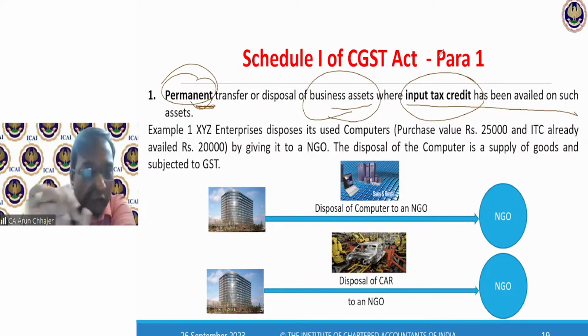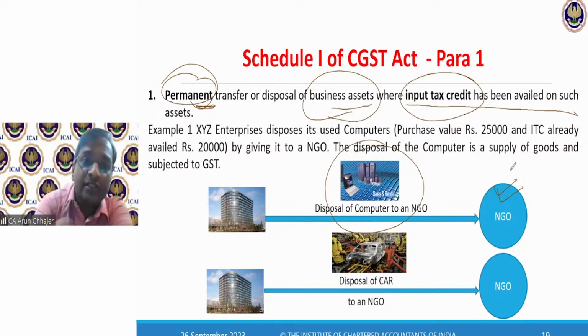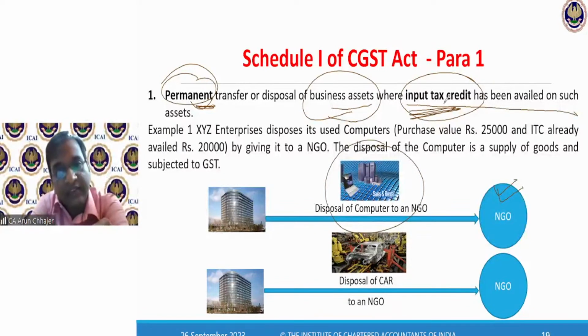I am giving 2 examples. The first example, I have purchased the computer. At the time of the purchase, I have taken the ITC. Now, after 1 year, I have given it free of cost to the NGO permanently. In that case, this free transaction would also be treated as supply, even though I am not getting any amount. Why? Because at the time of purchase of that asset, I have taken the input tax credit.